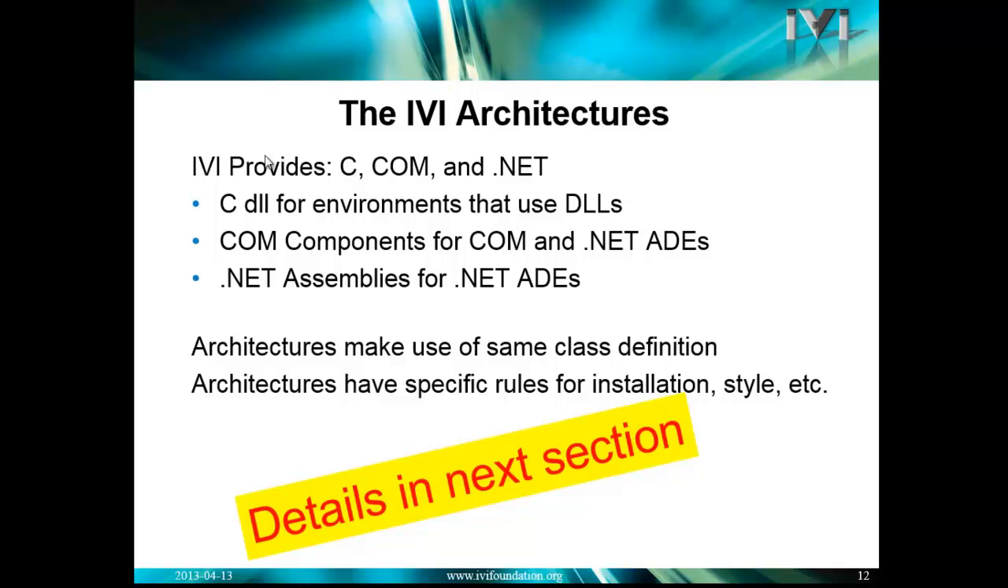Each one of the architectures, C, COM and .NET, make use of the same class specifications. So that list of classes that were supported, DMMs and digitizers and things like that, is equally applicable to all of the IVI architectures. But each architecture has its own rules for installation and style and things like that. It really goes a lot deeper than just installation and style, and that the basic structure of the driver and how it's managed ends up being a little bit different between the architectures. There'll be more on the difference in the architectures in a later section.